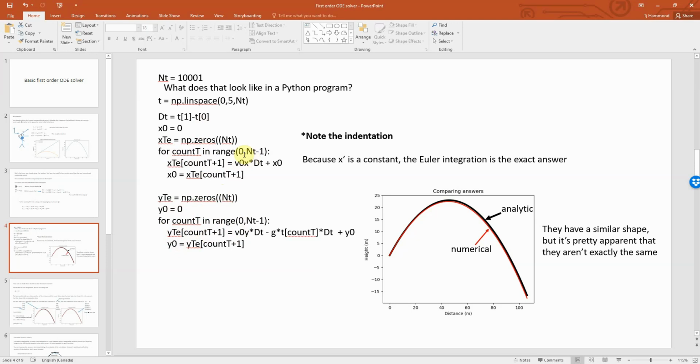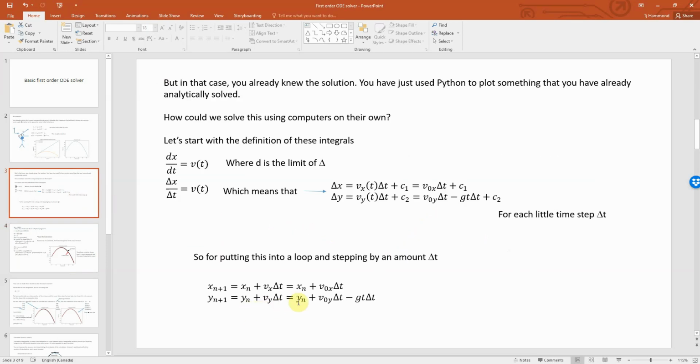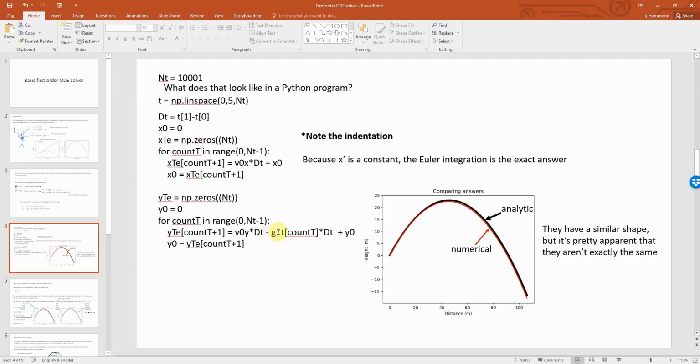So we do the exact same thing as we did for x: v naught y times dt minus g of t count t. So now we're calling this t in this array, so how long this has been progressing in time, will be part of this function times dt plus y naught. So this is exactly like what we have here, that y of n plus 1 is equal to yn plus v naught y delta t minus g t delta t. So g of t, and so we want this specific time. So g t at this count t times delta t plus y0. And then again, we change this y0 on each iteration.